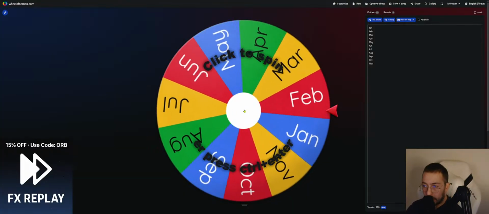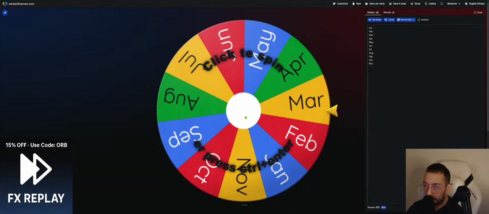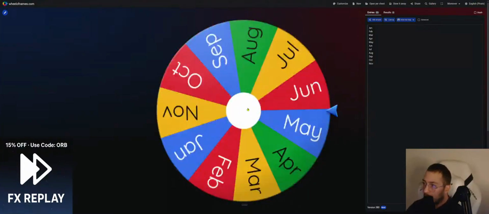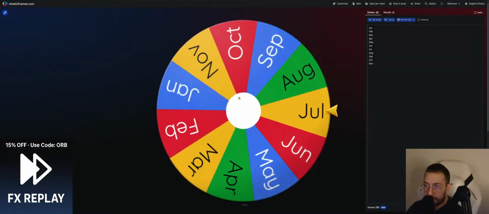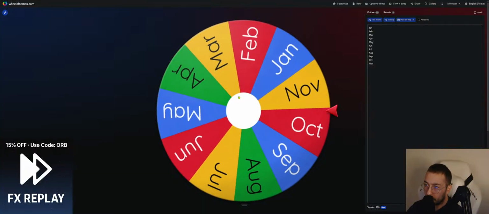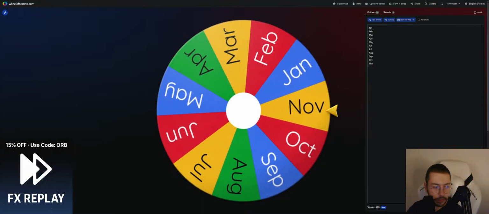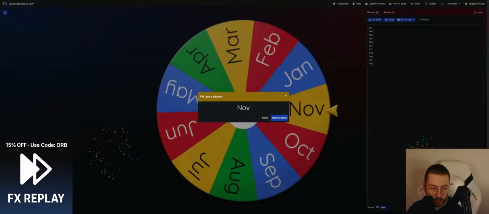I will just randomly pick any month throughout this year, and then we will backtest that month. November. Perfect. Let's create a session for November.